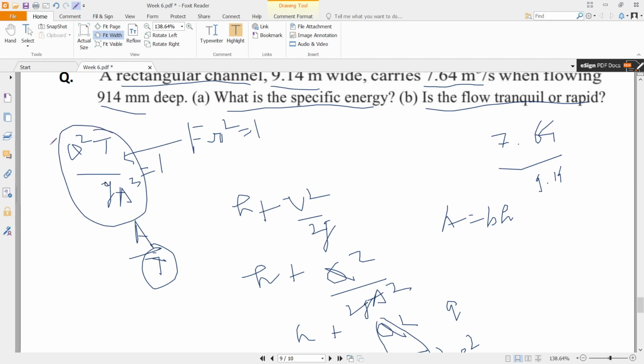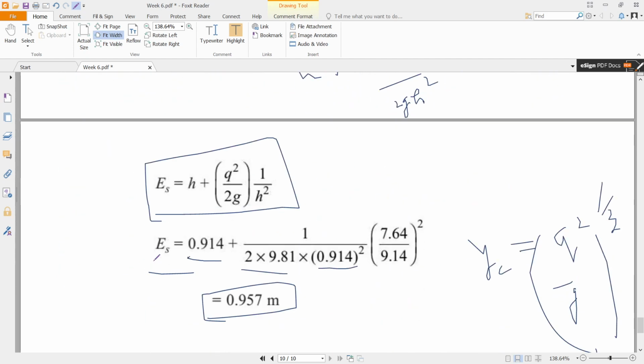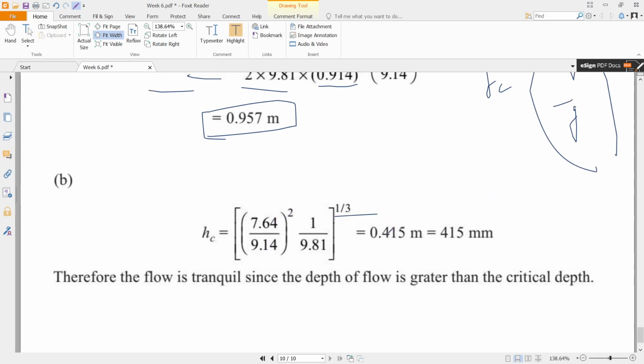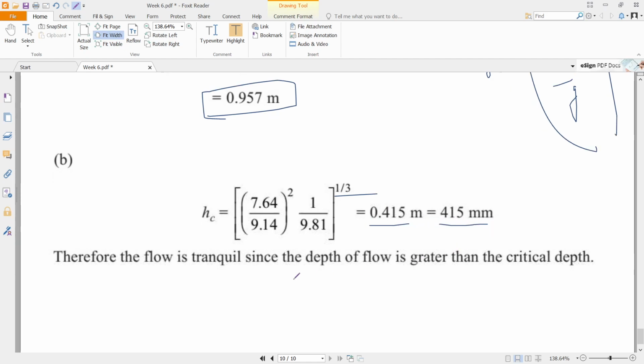So if you use this expression for a rectangular channel, you will get that YC is equal to q square by G to the power of 1 by 3. So q square is 7.64 by 9.14 whole square, by G 9.81, raised to the power of 1 by 3. So the answer is 0.415 meter or 415 millimeter.